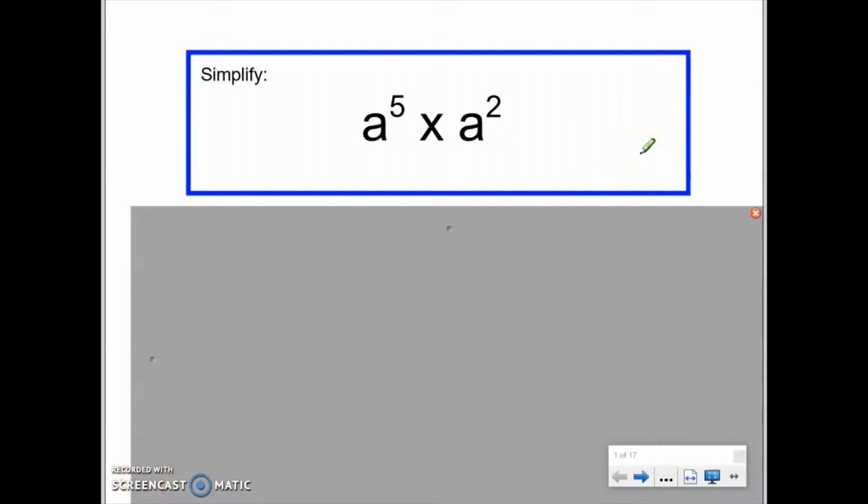Hi there and welcome to the video. In this video we are going to be looking at the laws of indices, and then we are going to extend those laws of indices to slightly more complex questions.